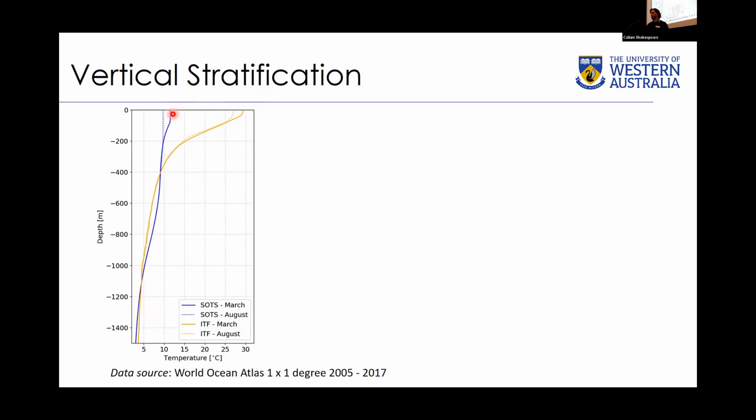And in the Southern Ocean, the temperature difference is much less, basically. And you do get these seasonal thermocline features. So that's summer and that's winter.